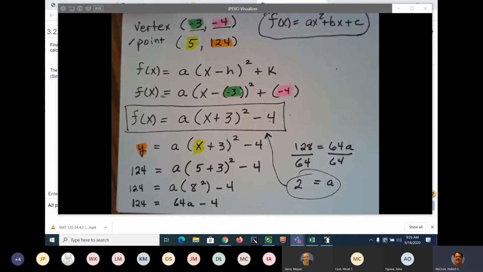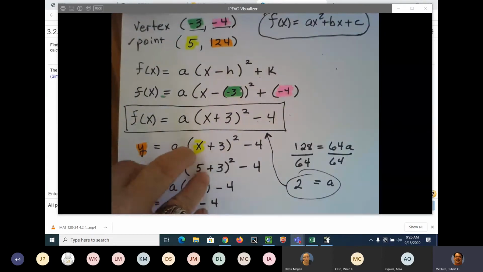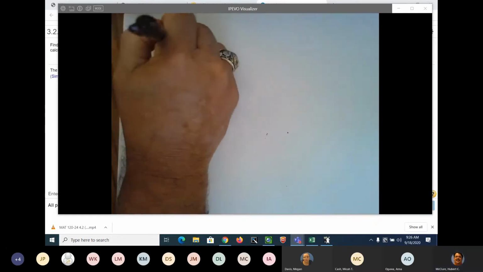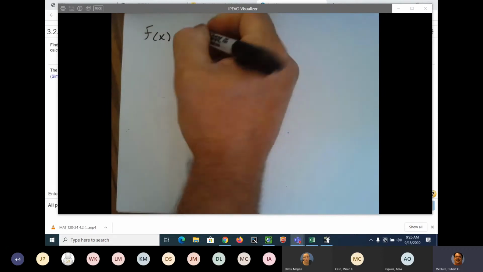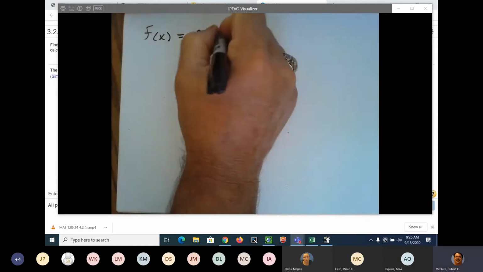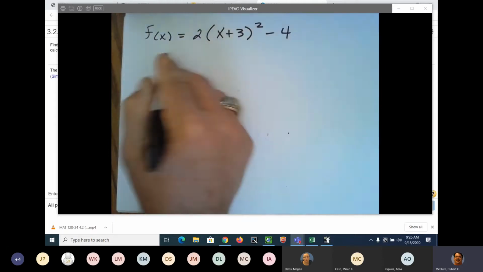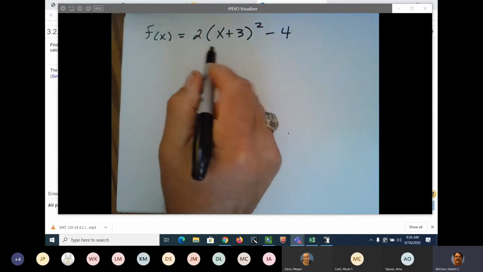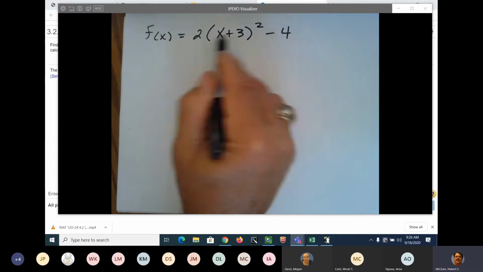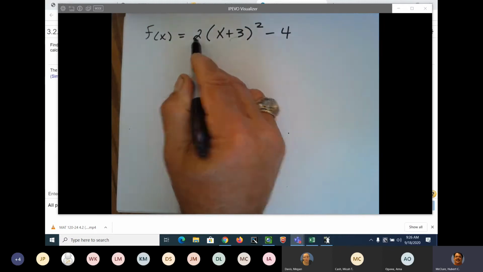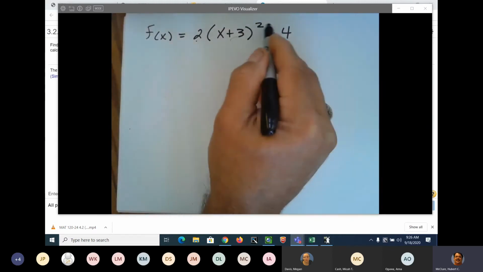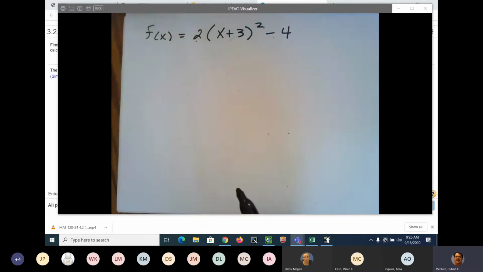Okay, so we've got the A, so we're gonna plug the A back in, and it's just all algebra 2 after that. So f of x is equal to 2 times x plus 3, quantity squared, minus 4. This is your chapter 2 stuff. You know, horizontal shift is skinny, and it's got a vertical shift. And it's a parabola because it's a square. So that's your chapter 2 stuff.